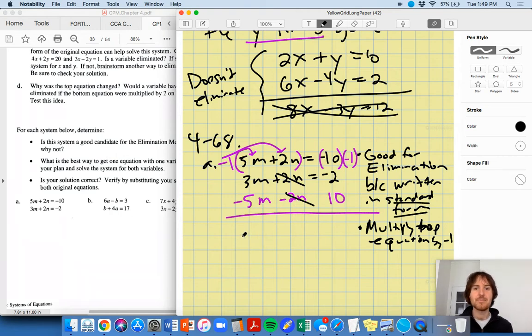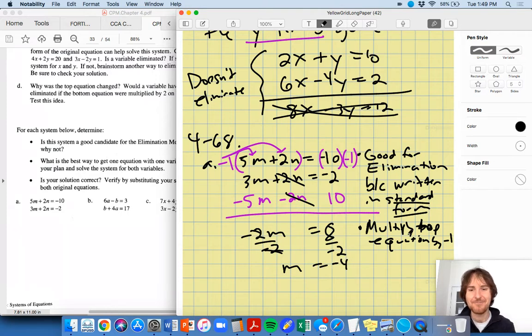3m minus 5m is -2m. -2m equals 10 plus... equals 8. Oops, I got my negative right there. That's no good. Divide both sides by -2. So my answer is going to end up being negative for m. I was trying to avoid the negatives by doing this here, but I couldn't really avoid them. Okay, m equals -4. Okay, I got that.